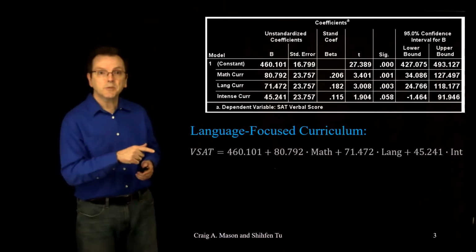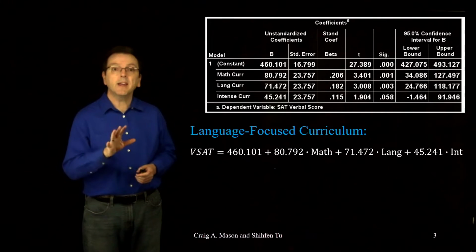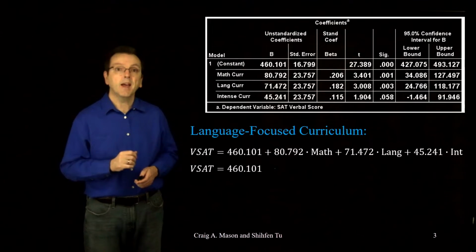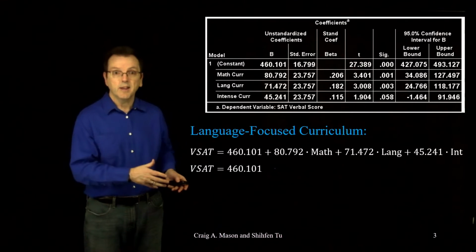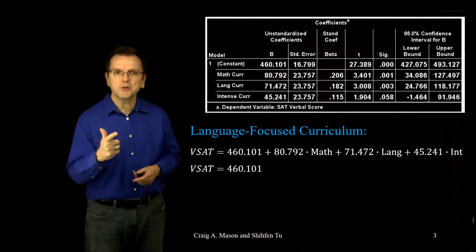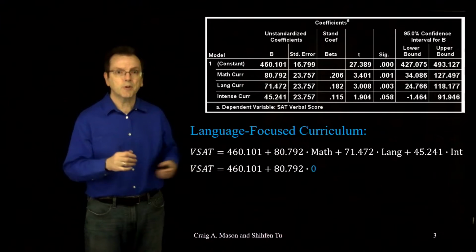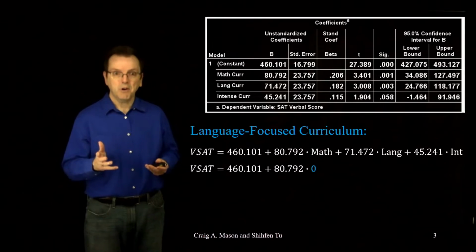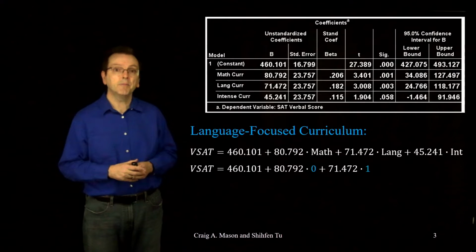Okay, now here's the regression equation, right? Let's plug in values for the dummy variables to get our predicted score for the language-focused curriculum. The predicted score for students in the language curriculum would be equal to the intercept plus, let's see, if you're in the language curriculum, would you be in the math curriculum? No, so I'll plug in a 0 for the math dummy variable. Would you be in the language curriculum? Right, we're in the language curriculum, so I'll plug in a 1 for the language dummy variable.